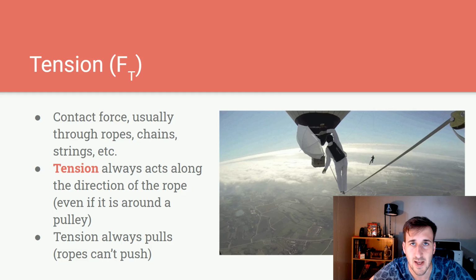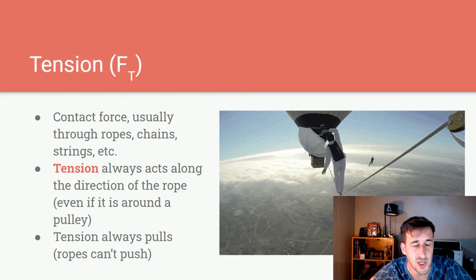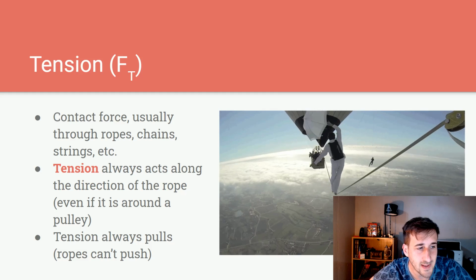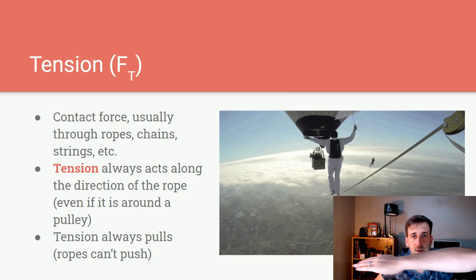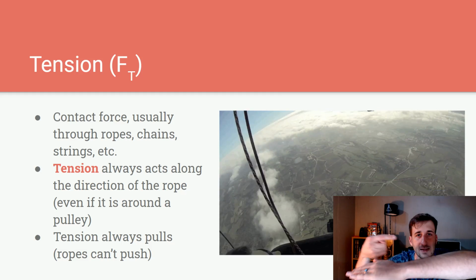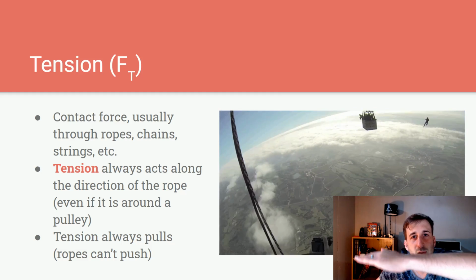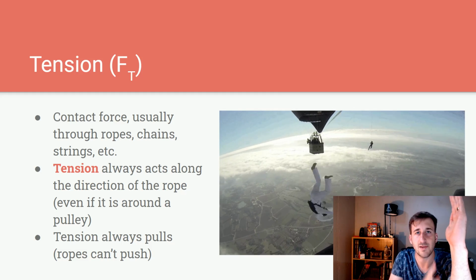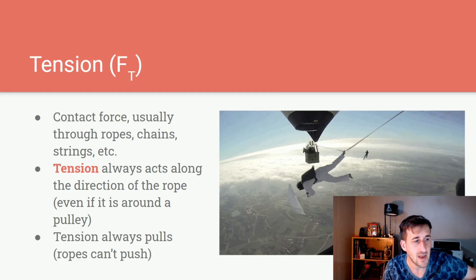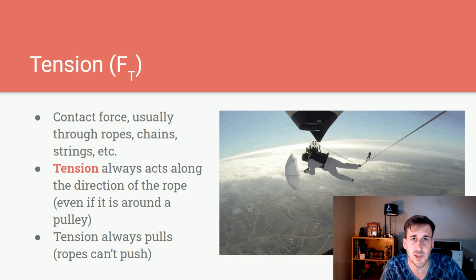Tension. Tension is a contact force, usually through ropes, chains, or strings. And the thing about tension is that it always acts along the rope. So if you have a rope going like this, friction can only act left or right. Tension can only act left or right. If you have a rope going like this, tension can act only up and down.